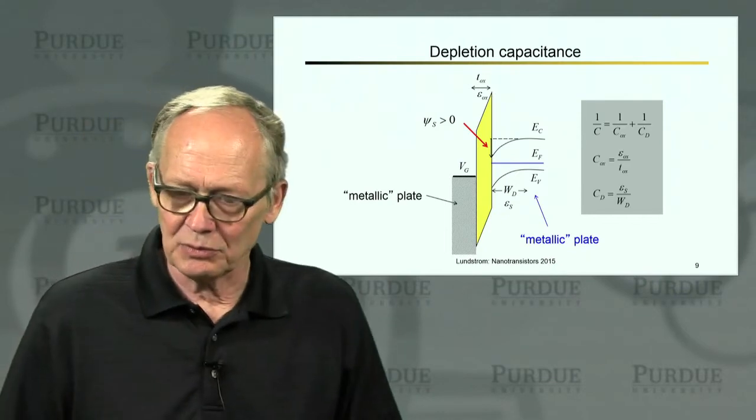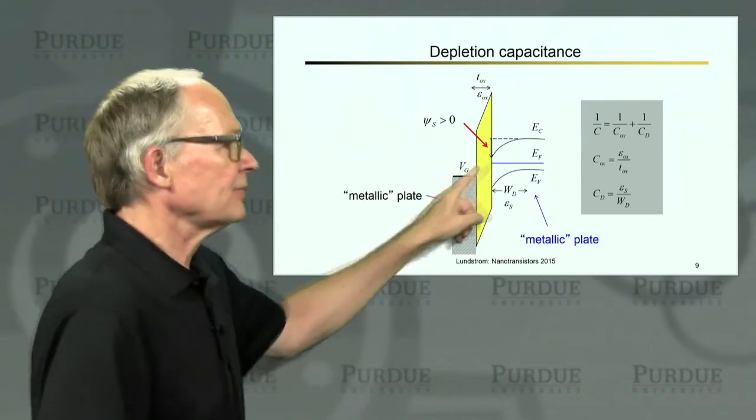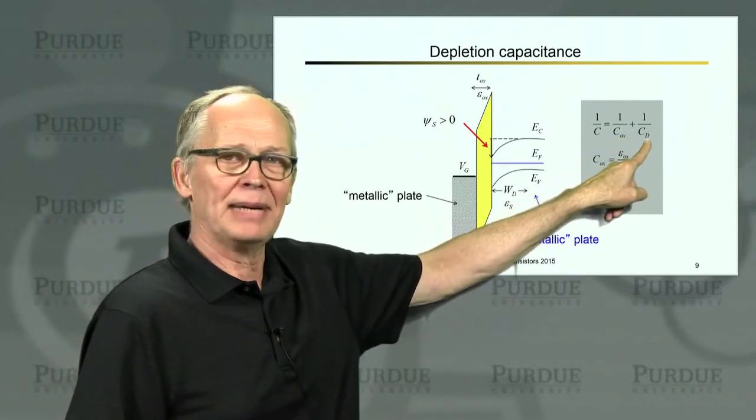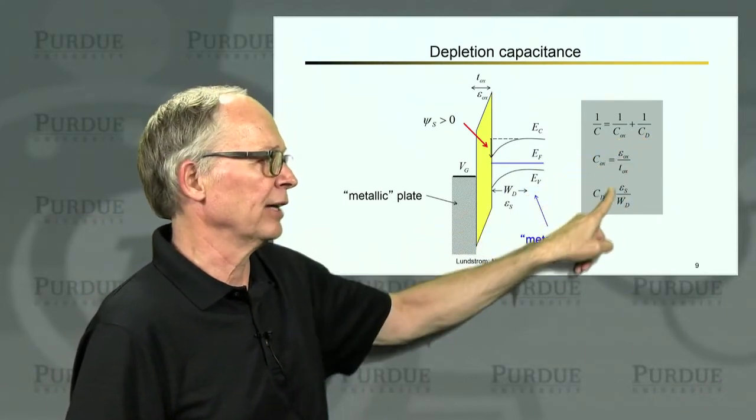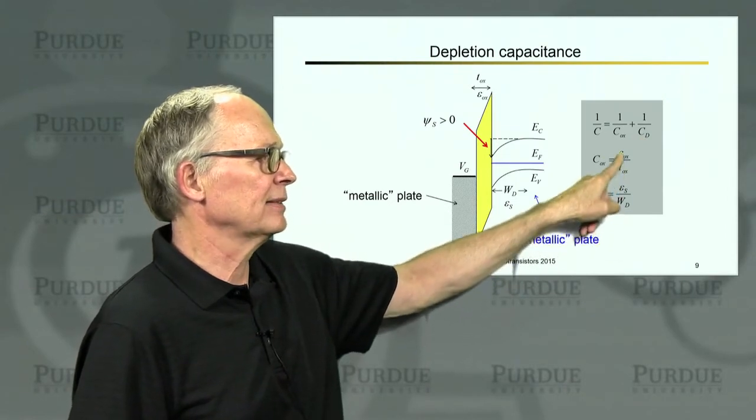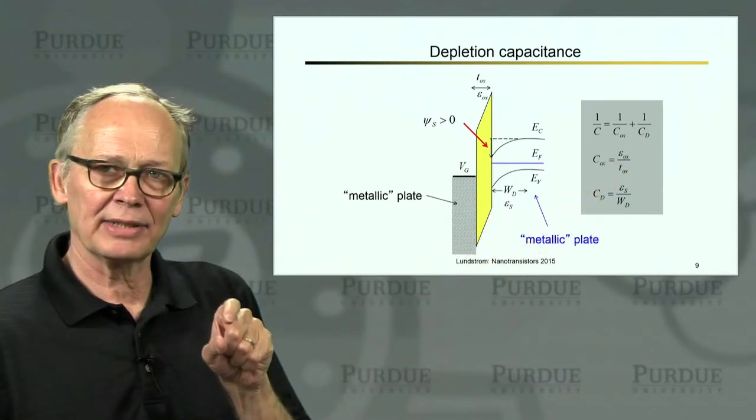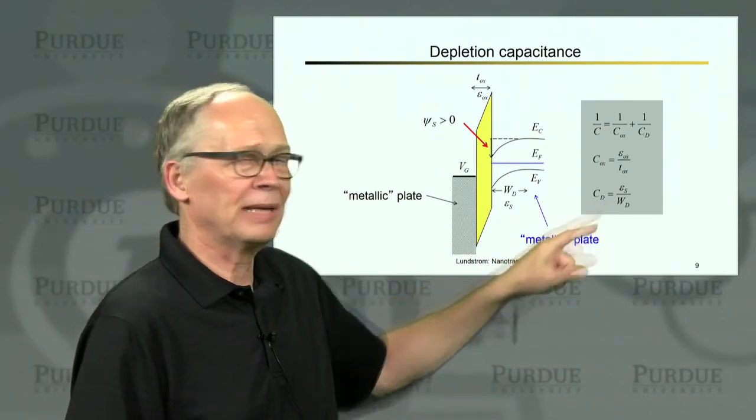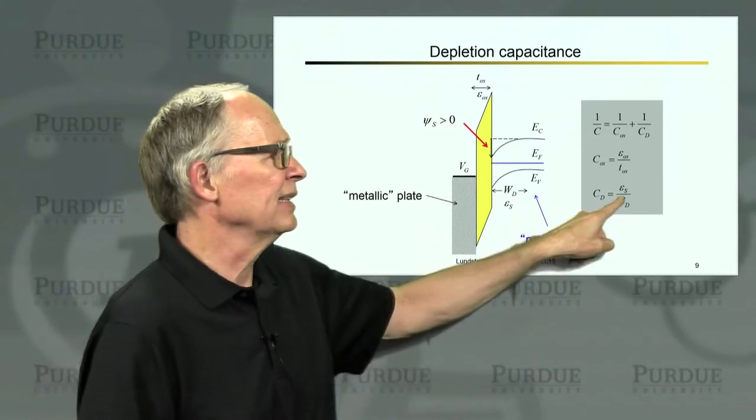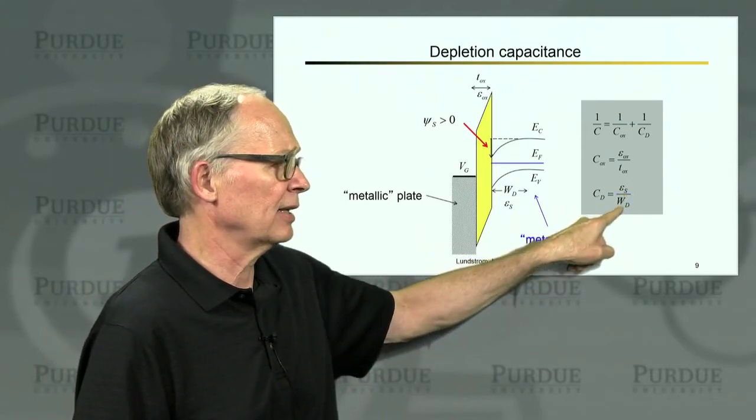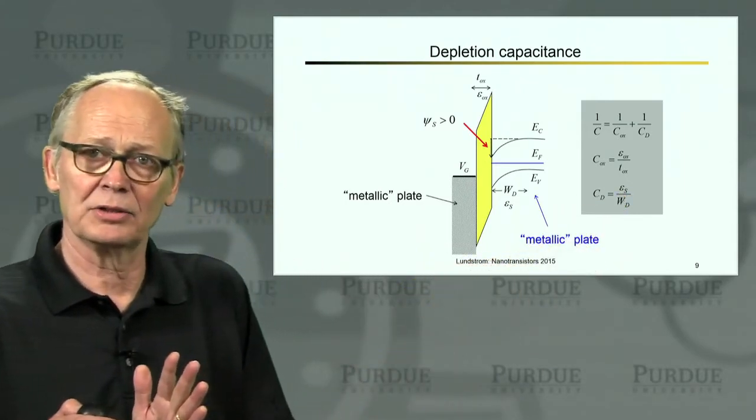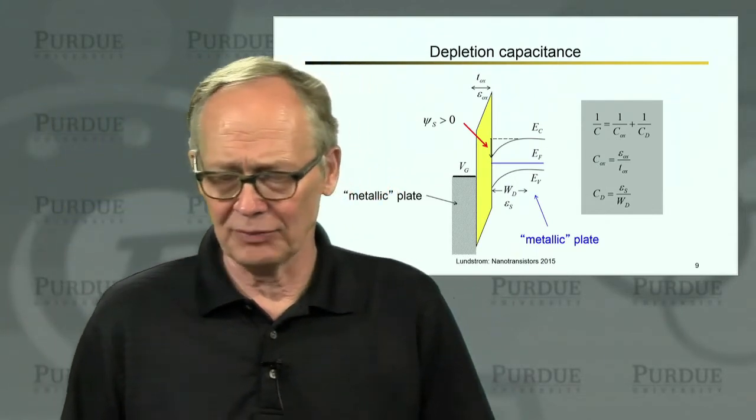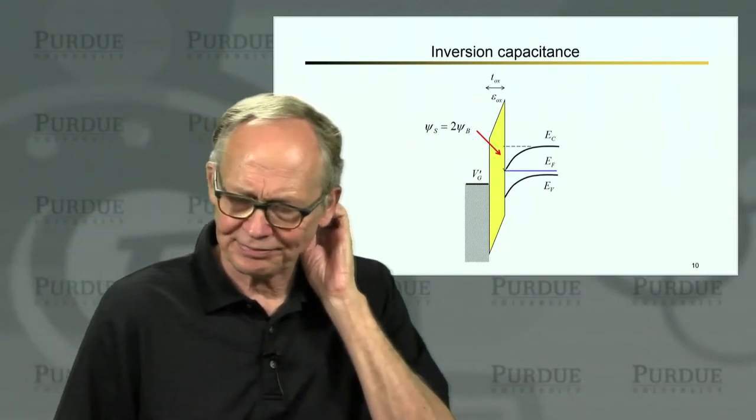So if I look at this situation, my two capacitors are the oxide capacitance and the capacitance of the semiconductor layer. The oxide capacitance per square centimeter is the dielectric constant of the oxide divided by the thickness of the oxide. The semiconductor capacitance, or depletion capacitance, is the dielectric constant of the semiconductor divided by the thickness of the depletion layer. Okay, so that's the capacitance that we would measure if we did that measurement in this structure.